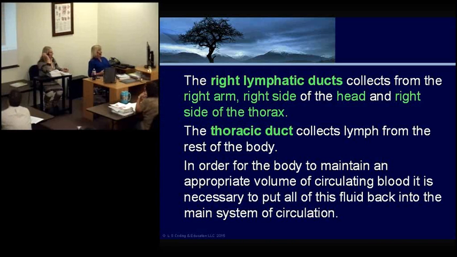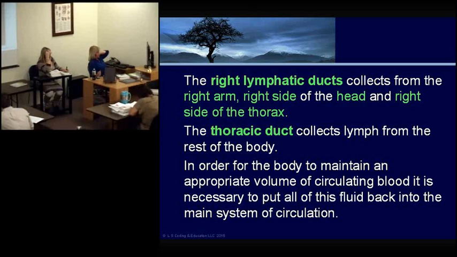The right lymphatic duct collects from the right arm, the right side of the head, and the right side of the thorax. You should write that somewhere. The right lymphatic duct collects from the right arm, the right side of the head, and the right side of the thorax. The thoracic duct collects lymph from everywhere else. So: right side, right arm, right side of the head, right side of the thorax.